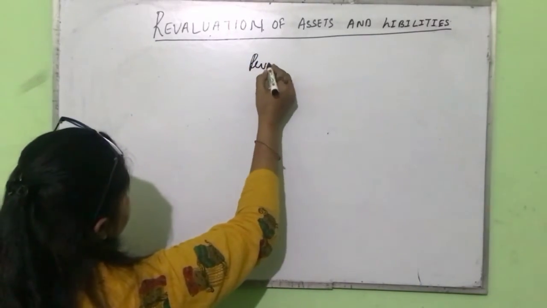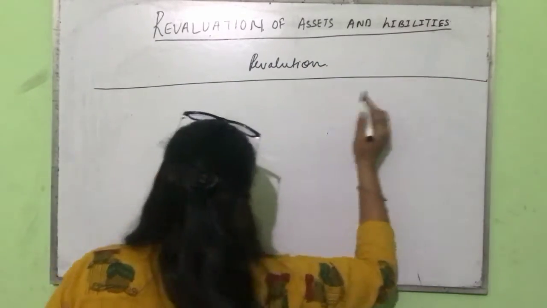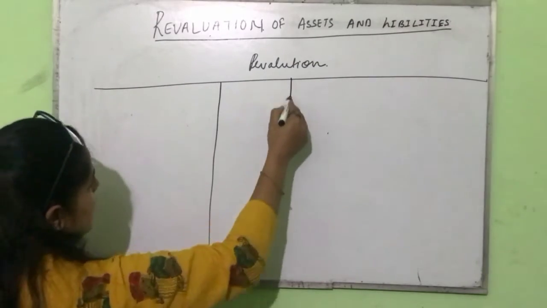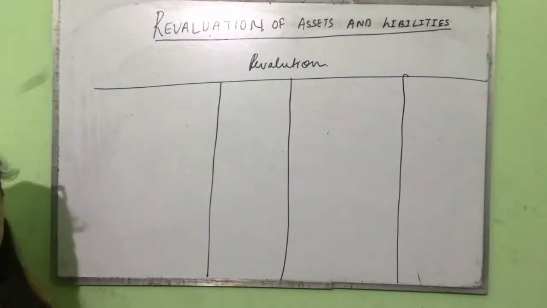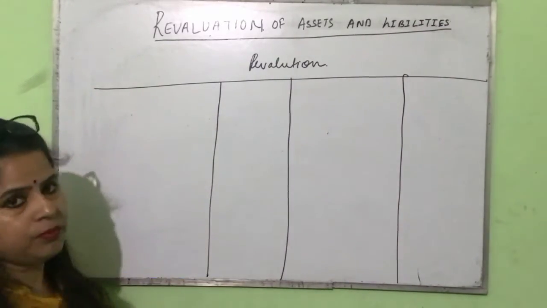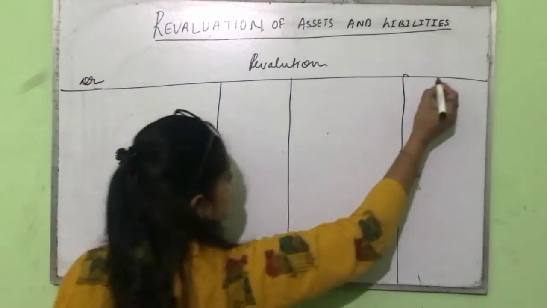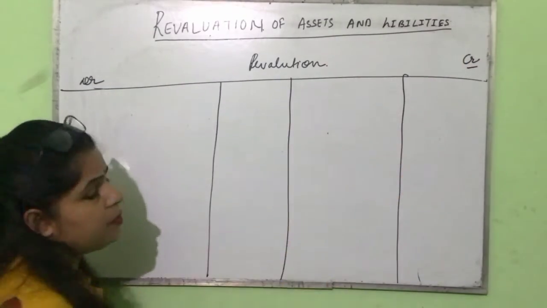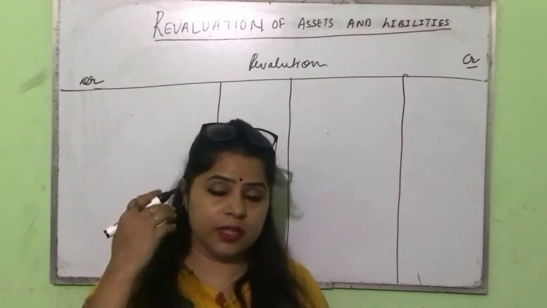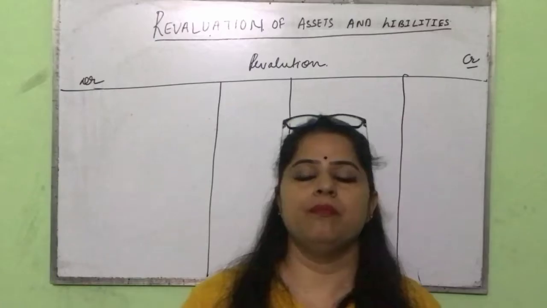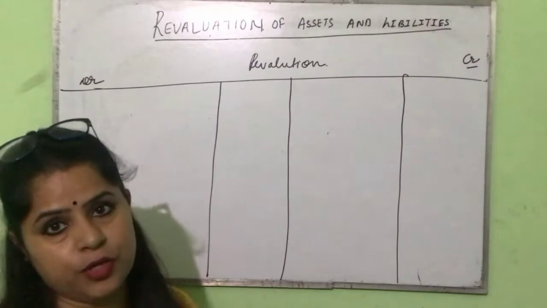So we prepare revaluation account. The format is like this. Like we prepare profit and loss appropriation account, same way we prepare the format of revaluation account. Heading is revaluation. Then this is your debit side and this is your credit side, and revaluation means that we do the valuation of assets and liability. Whatever the changes come due to the revaluation of assets and liabilities, that change we will show in the revaluation account.